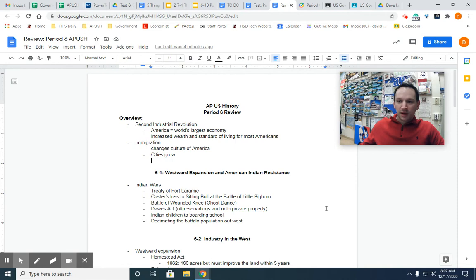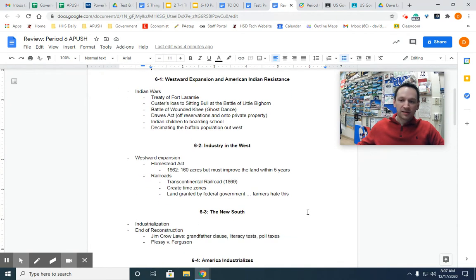So let's break it down section by section here again. There's 10 sections in Period 6. So we'll start with the first, westward expansion and American Indian resistance. So the Indian Wars. During this time, America is shifting westward. The frontier is closing down.